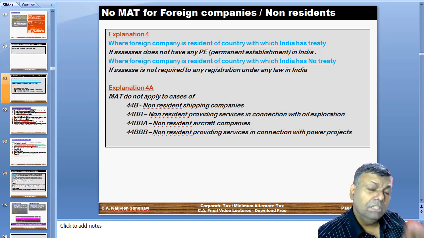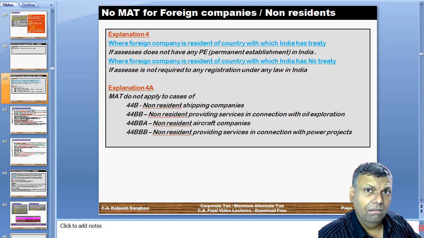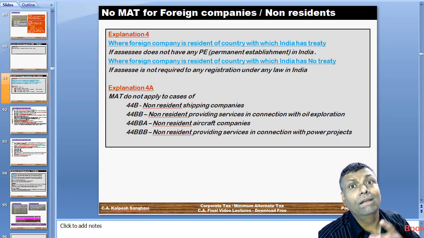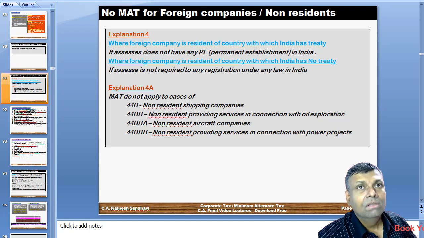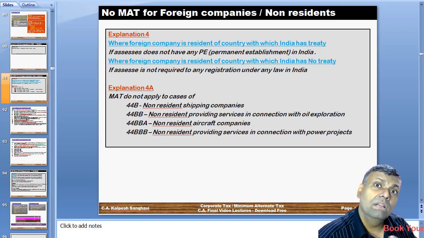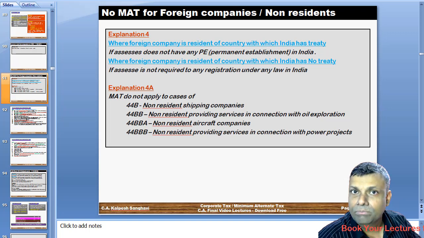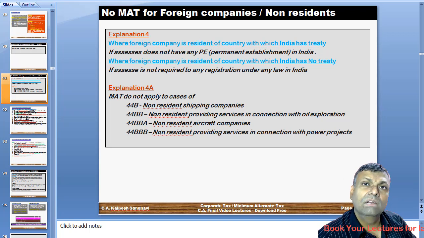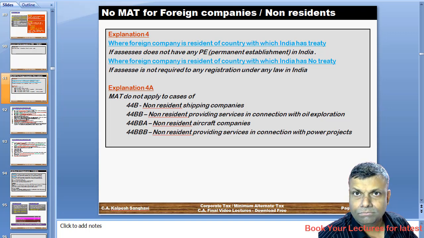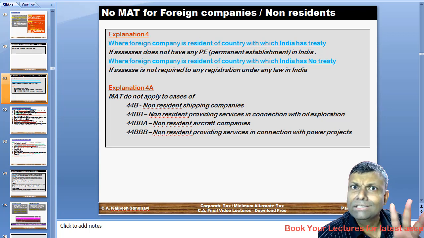Now, this particular company is registered in which country? Practically, it could be Netherlands because it is saying the Netherlands Oil Corporation, say for example. Now you will wonder whether with Netherlands, India has got a treaty or not. So that is not part of our syllabus, so you have to think further. Say for example, with Netherlands, India has got a treaty.